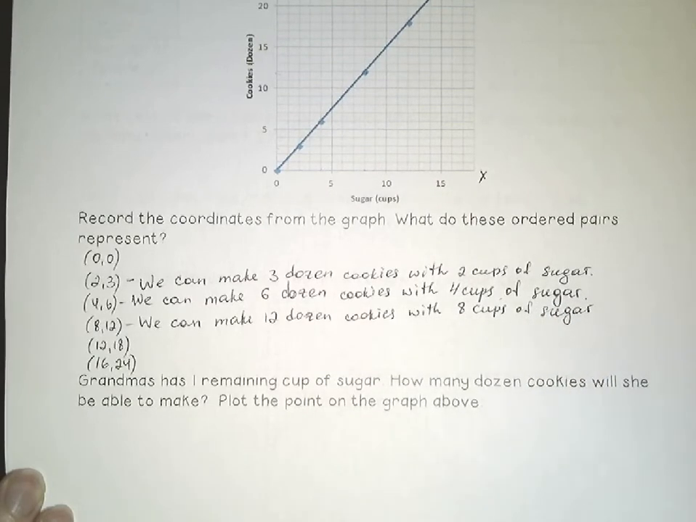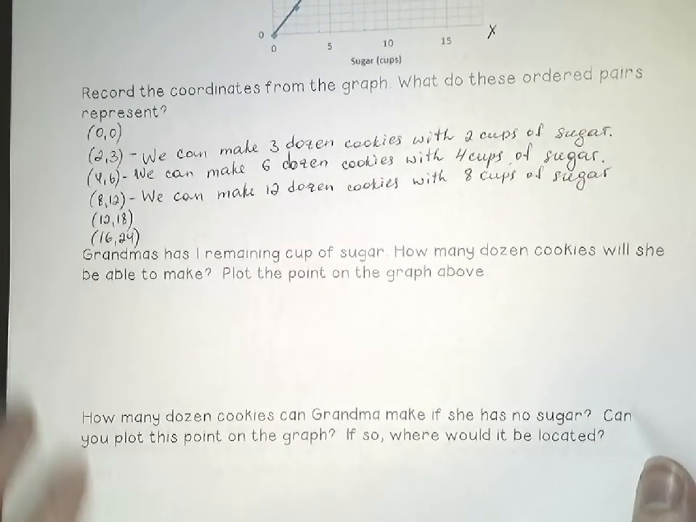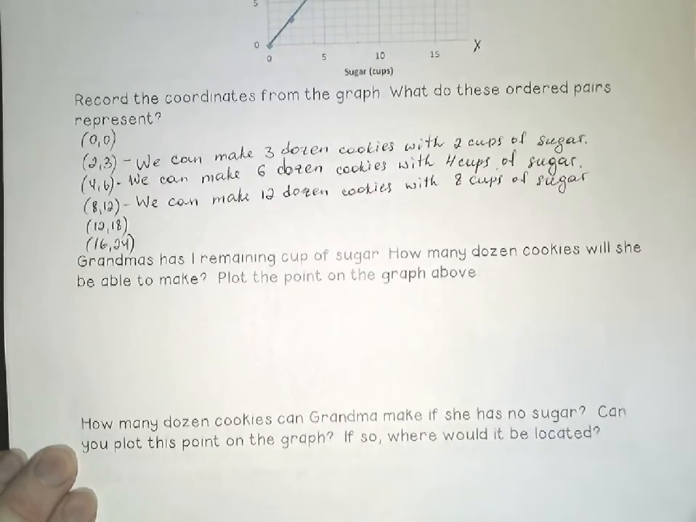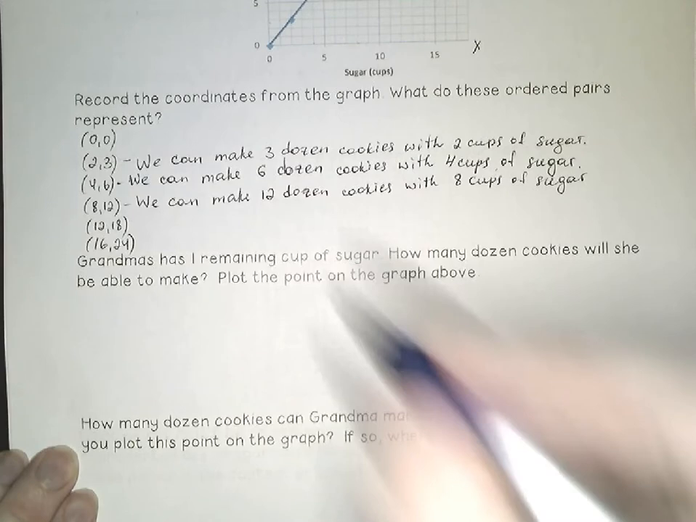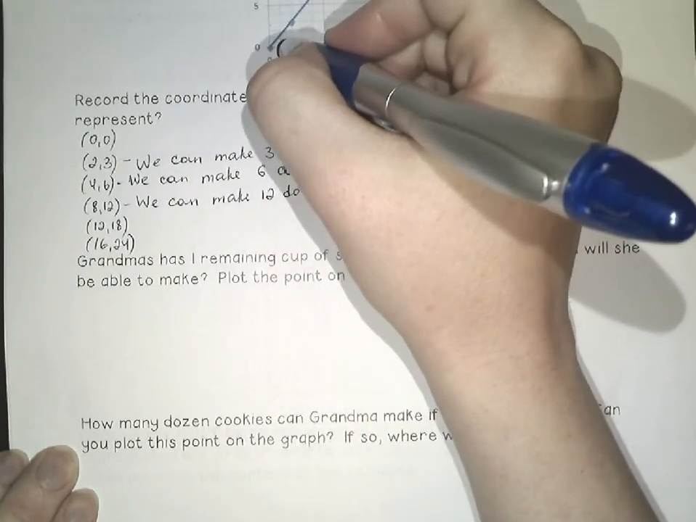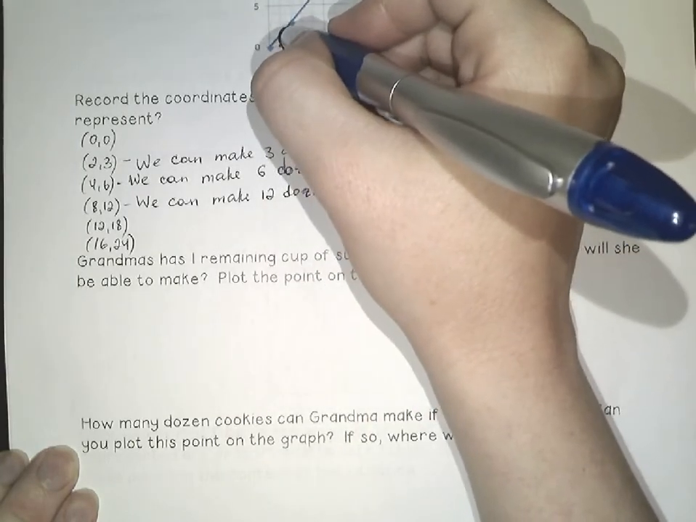Okay. Grandma has 1 remaining cup of sugar. How many dozen cookies will she be able to make? Plot the point on the graph above. Okay, so how do I find how many cookies she can make with 1 cup of sugar? This is our unit rate. 1 cup of sugar is going to be right here, and the dozen cookies is going to be right here.